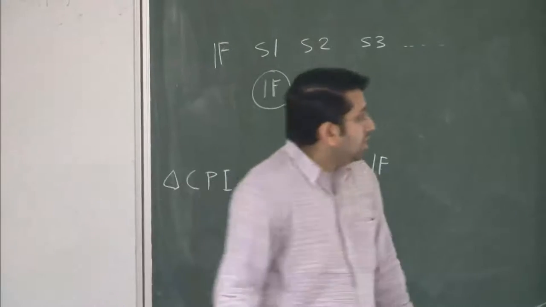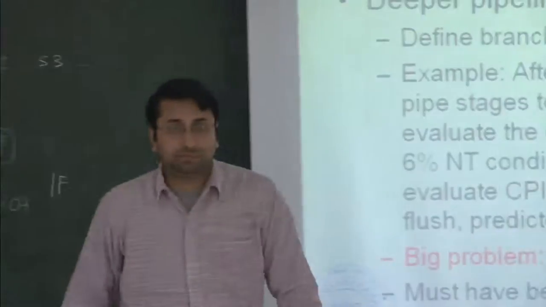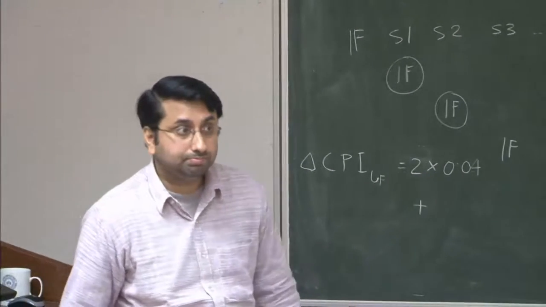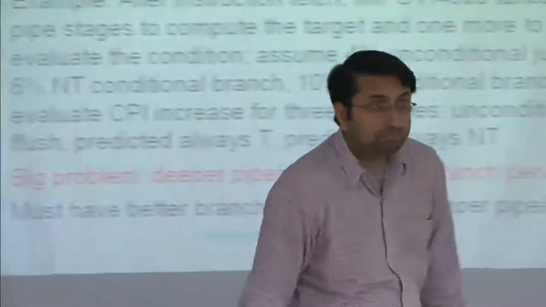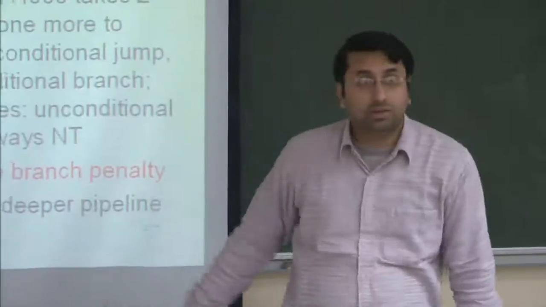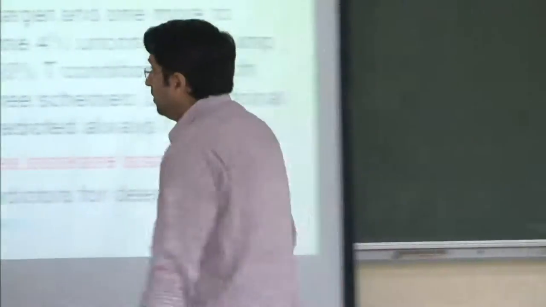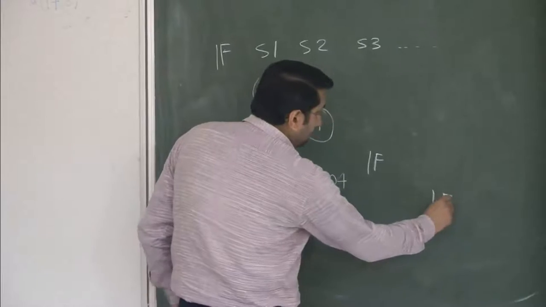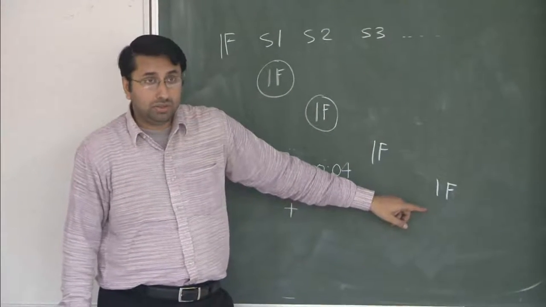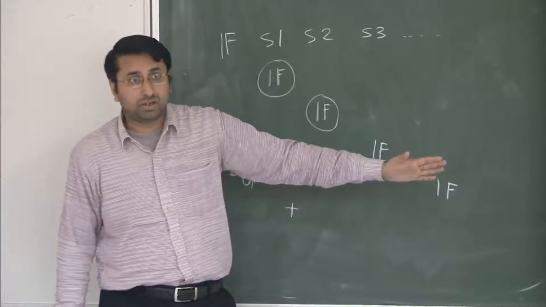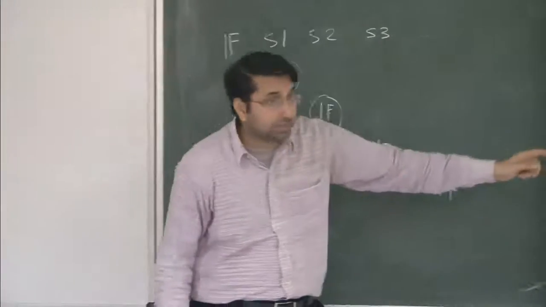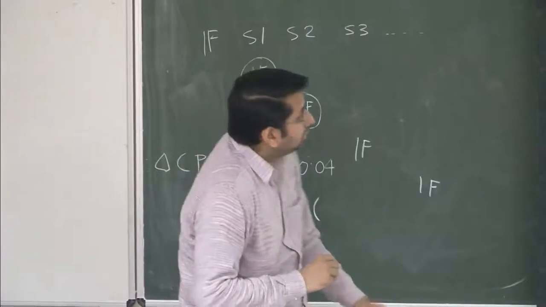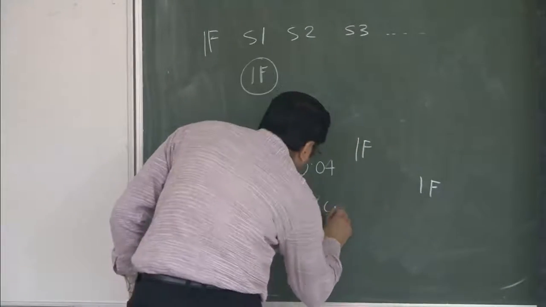plus, what about not taken conditional branches? How many bubbles in the unconditional flush model? Three, because I have to wait until stage 3 before I know what to do. Only here will I be able to fetch the correct instruction. It's the same for taken conditional branches. Be it not taken or taken, it's an unconditional flush. So in both of these cases, I'll have a branch penalty of 3 cycles. So 3 times 0.16, which is 0.06 plus 0.1.